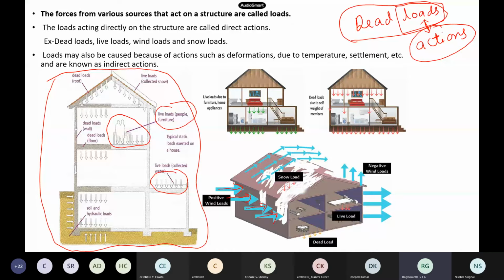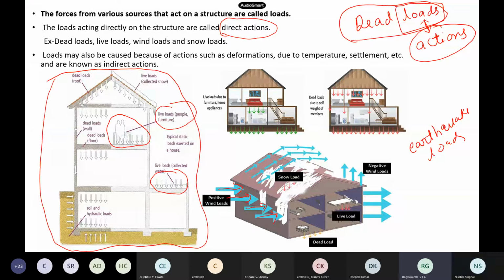Then we also have this earthquake load, where the ground shaking and other things will be there. So they are also very important. So these loads, all of them, wind, earthquake, dead load, live load, come under the direct actions, or the direct loads which act on the structure.